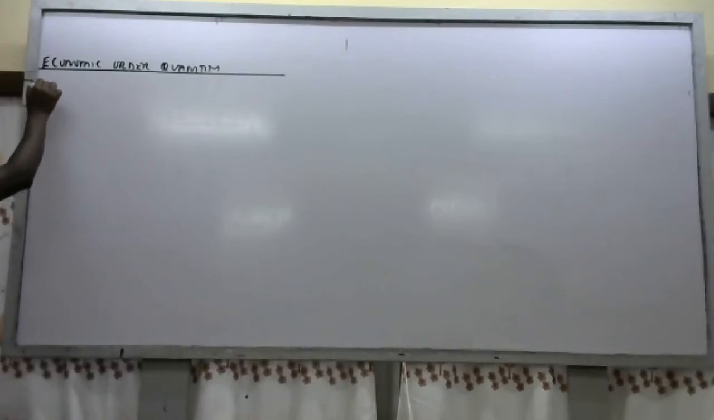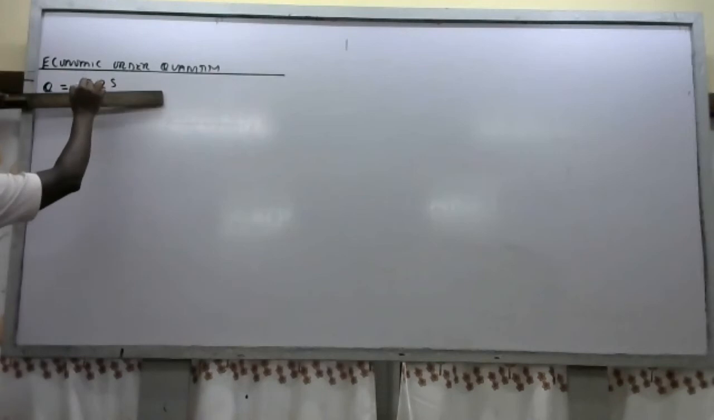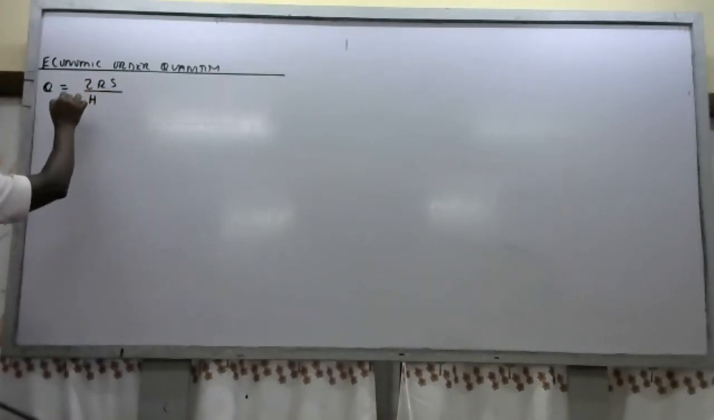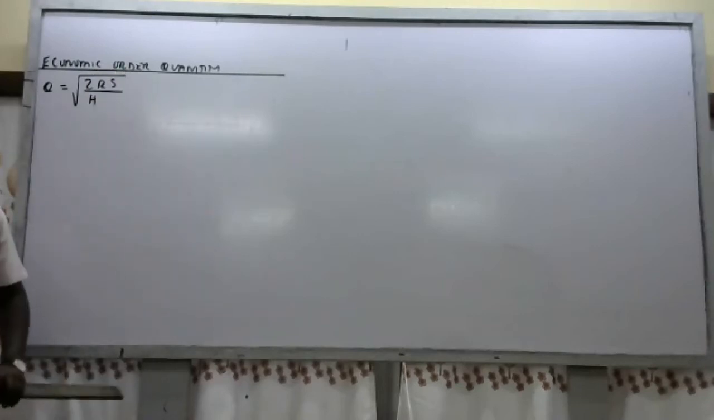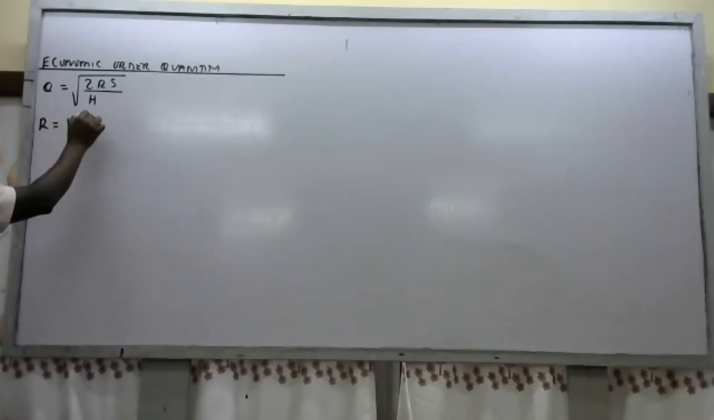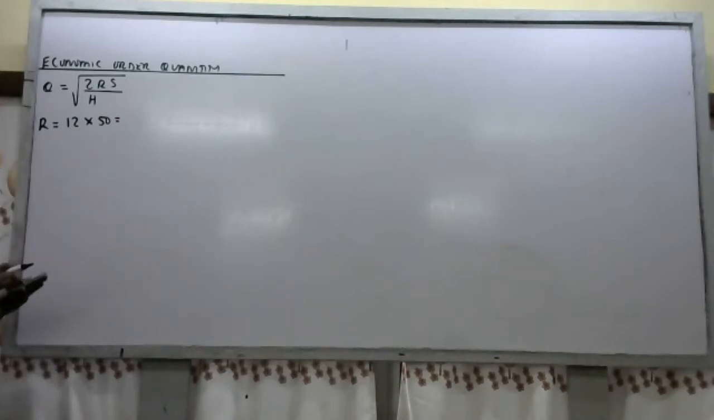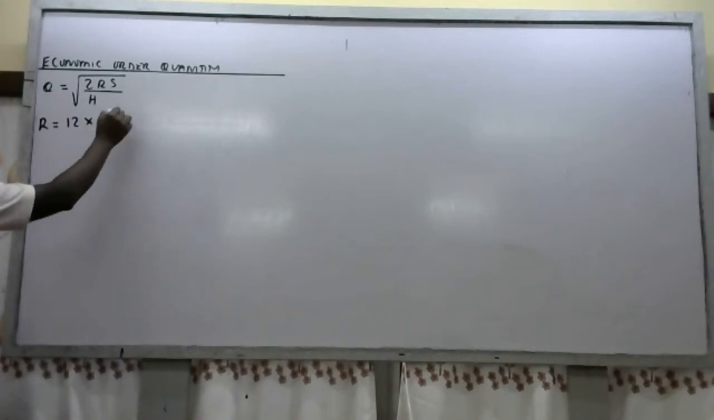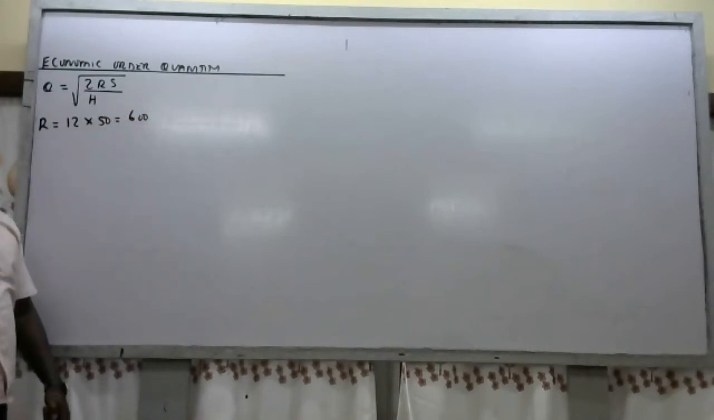Optimal order size, so we will say that Q is the square root of 2RS out of H. R is the annual demand. And in the question that you have read, you are told that every week there is a demand of 12, and we have how many weeks? 50 weeks. So if you take your calc and say 12 times 50, you get 600.